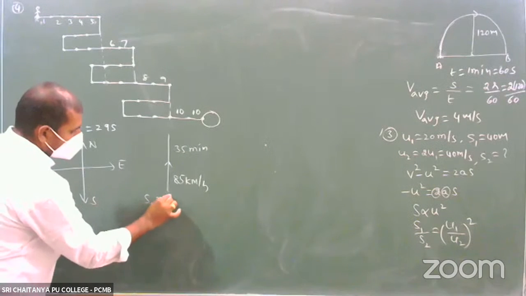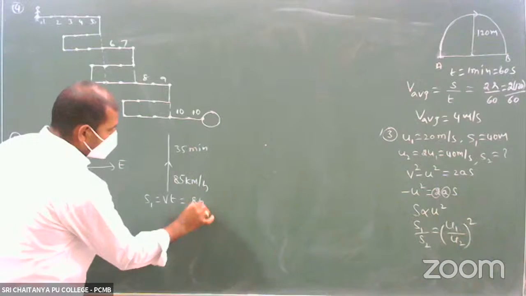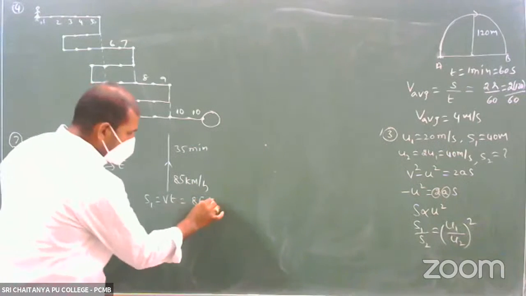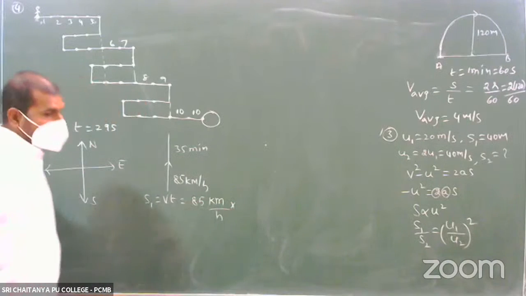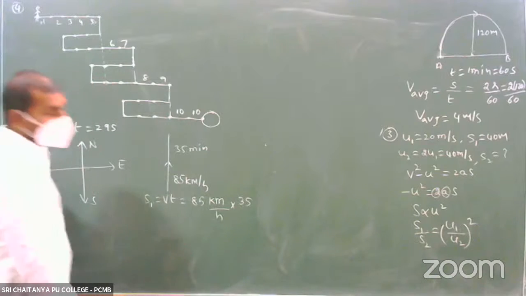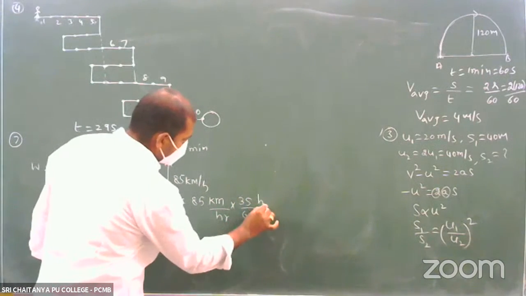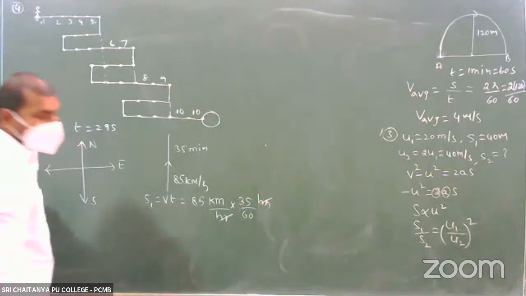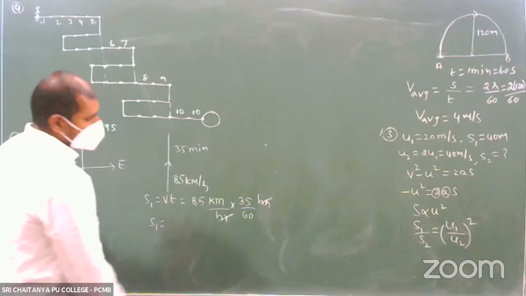S1 is equal to velocity into time or not? Velocity is what? 85 kilometers per hour into time. Time is what? 35 minutes. But we want to get in hours. That is 35 by 60 hours. Hour gets cancelled. Now S1 is equal to what you will get?